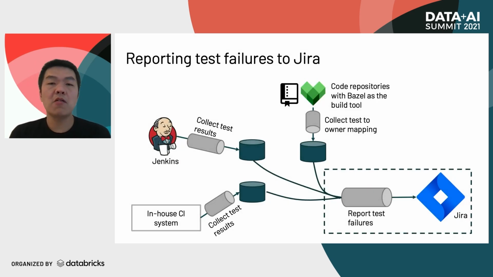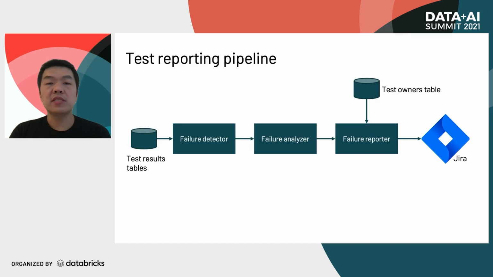Finally, let's look at how we consume task results data and task to owner mappings to report task failure to Jira. From task results to Jira failure reports, there are 3 steps. We first build a failure detector whose job is to query the task results table and load task failures that we want to monitor. Then this failure detector passes interested task failures to the task failure analyzer, whose job is to analyze failures to determine the type of failure. The type of failure will later influence how we report a failure to Jira. I will talk more about why we need this analyzer very soon.